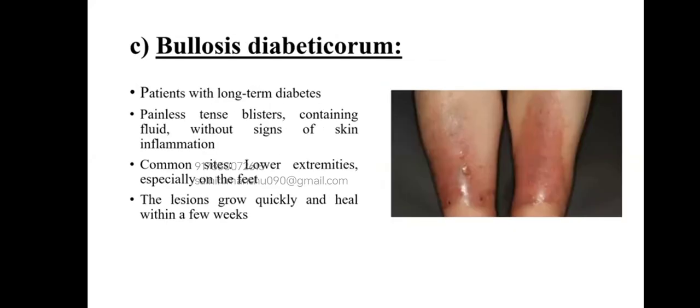Next is bullosis diabeticorum. A very similar lesion, just like we discussed, that hyperpigmented patch in elderly females, which is symmetric in distribution. And this is also a characteristic feature, but the only thing is there will be blisters. Those blisters will be painless, and the lesion will grow as well as heal very fast, but it will recur.